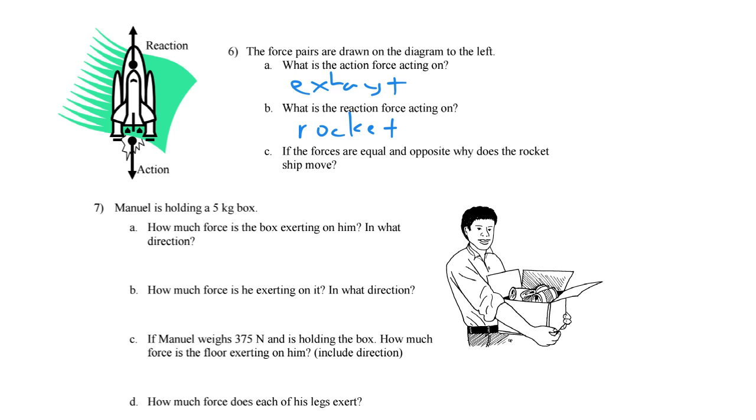If the forces are equal and opposite, why does the rocket ship move? Well, because they act on different things. So they're equal and opposite, meaning the exhaust gets pushed down with the exact same momentum as the rocket ship goes up. So they act on different things. All right. In fact, action-reaction forces never act on the same object. It's always two separate objects.